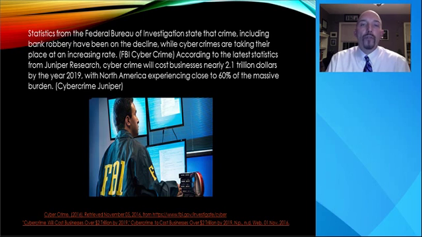Cybercrime is occurring on an unprecedented scale, growing larger every day as the internet expands to more users worldwide. Unparalleled amounts of money are being illegally siphoned off from businesses and individuals. Statistics from the FBI state that crime, including bank robbery, has been on the decline while cybercrimes are taking their place at an increasing rate. According to the latest statistics, cybercrime will cost businesses nearly $2.1 trillion by the year 2019, with North America experiencing close to 60% of the burden. Cybercrime is a constant threat when using internet-connected technologies, and users must remain vigilant to protect themselves.